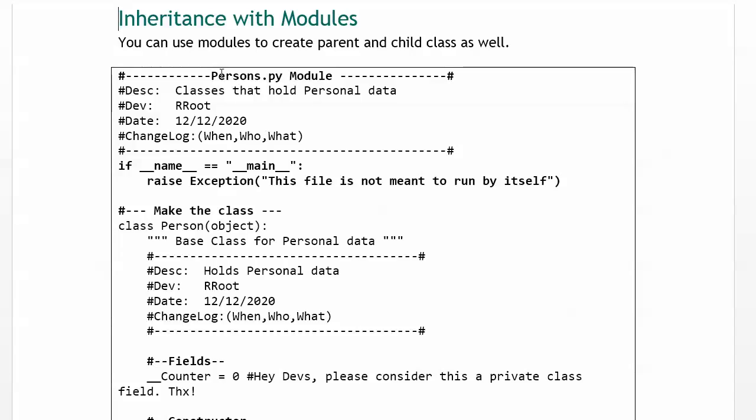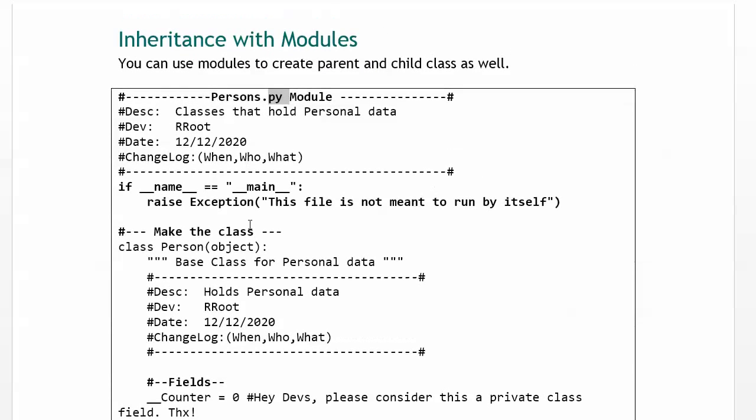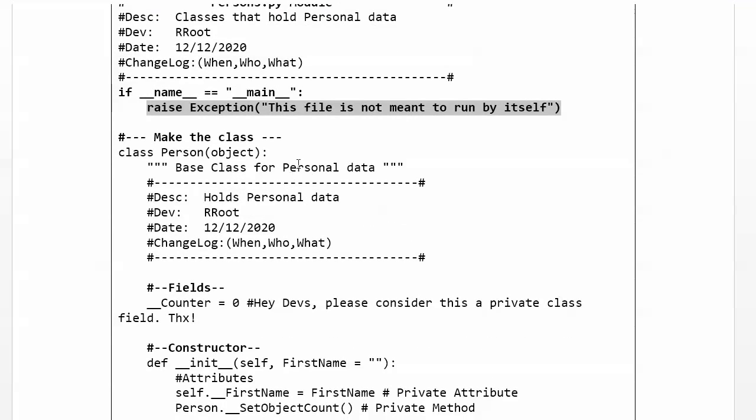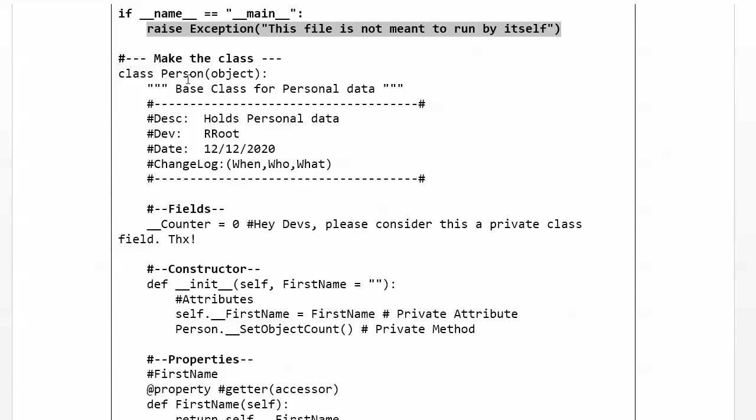So I might make a class like this, and I'll call it the persons.py file. And I'll put in the code here that checks to see if somebody's trying to run it directly, and just lets them know that this is not meant to be run directly. It's not meant to be a main module. After that, I put in code such as we've seen before.